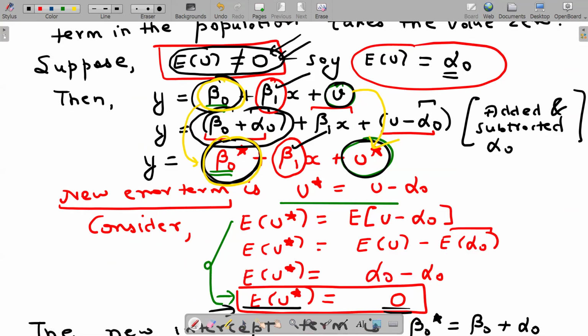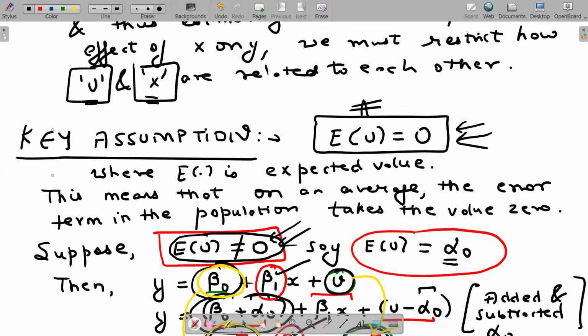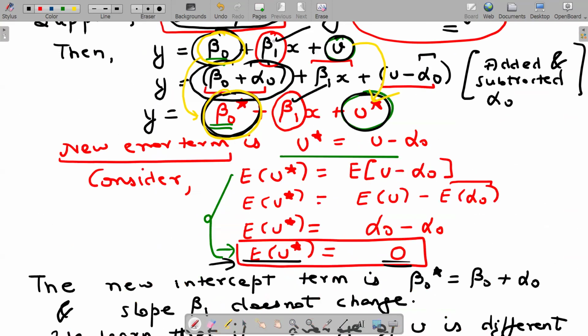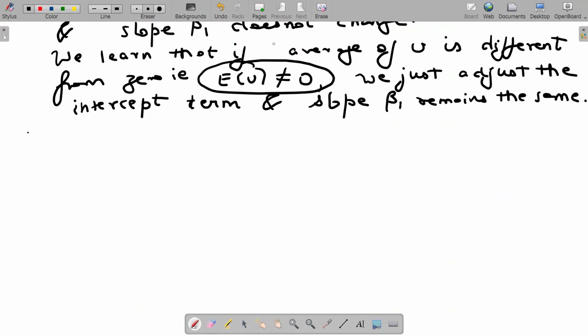Okay. The second key assumption. So this was the first key assumption. So students can write here for clarity. This is key assumption 1. Now we are looking at the second key assumption we are going to make. So key assumption 2. Key assumption 2 is coming from key assumption 1 only.